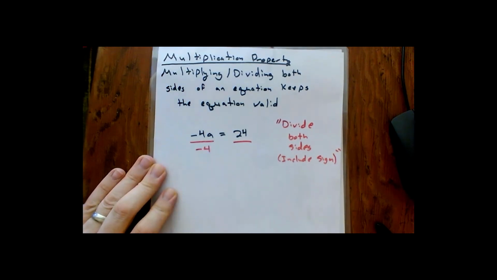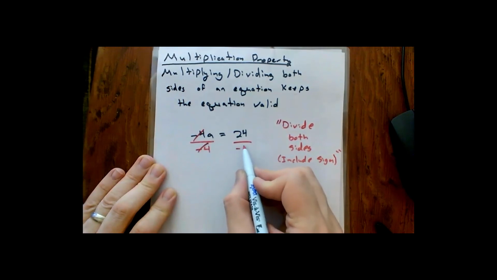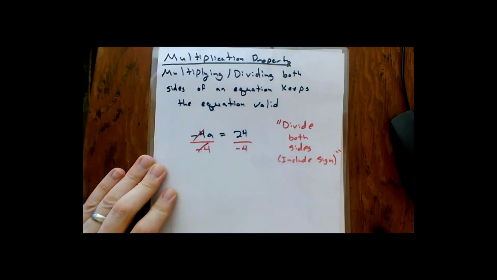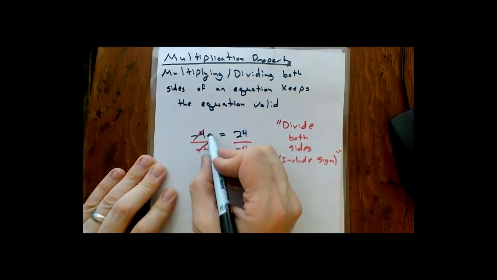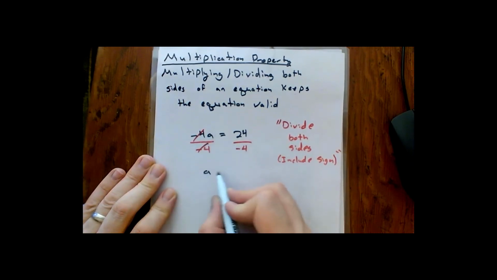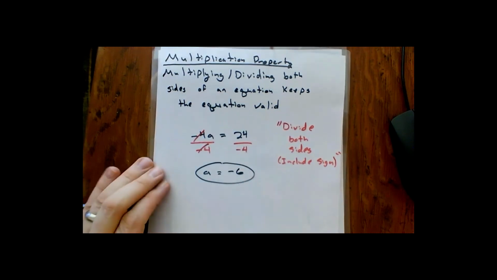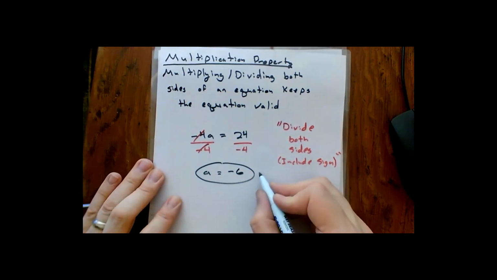Negative 4 divided by negative 4 is going to be 1. Well, I'll have that a left over. 24 divided by negative 4 is going to be negative 6. And we're done. And if we think about this, this will make some sense.